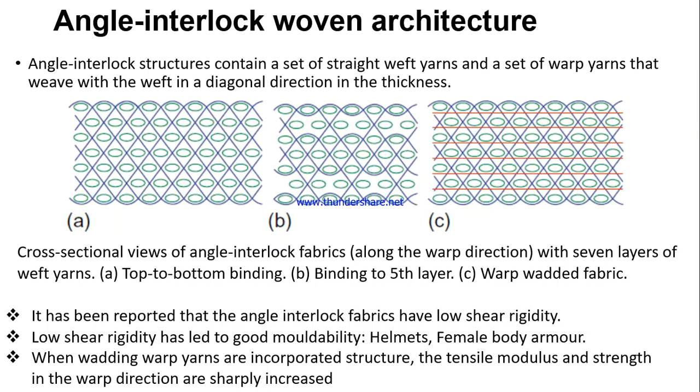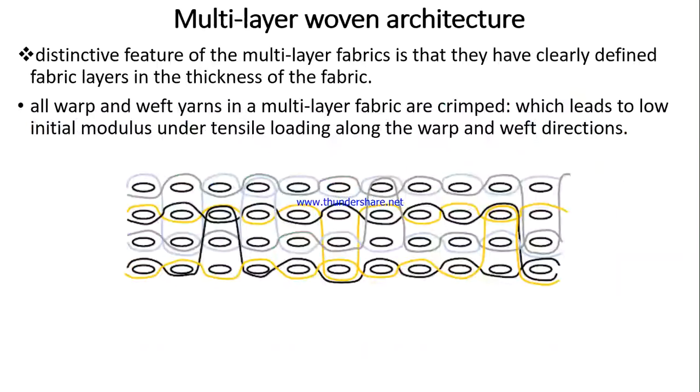When welding warp yarns are incorporated in the structure, the tensile modulus and strength in the warp direction are sharply increased. If you insert the extra warp thread in the lengthwise direction as shown here in these red lines, red threads, the tensile strength and modulus in the warpwise direction will be enhanced drastically, depending upon the strength of those welded threads. So these are the advantages of the angle interlock woven architecture.